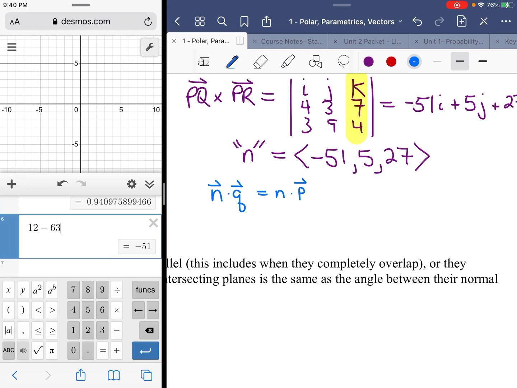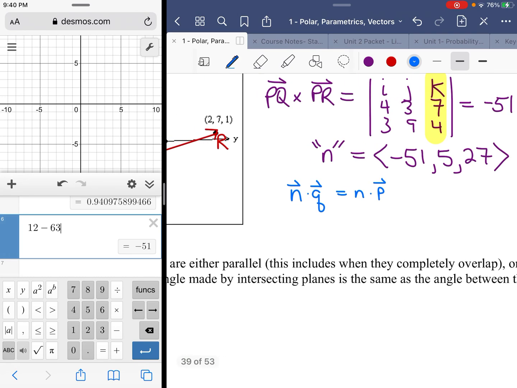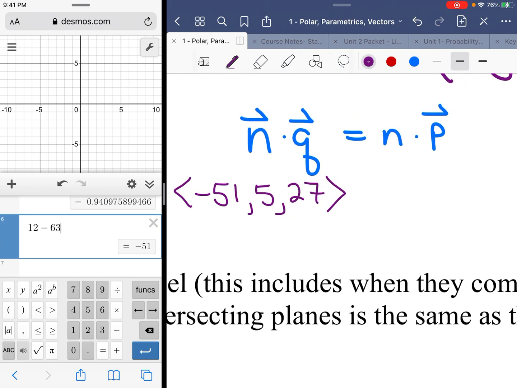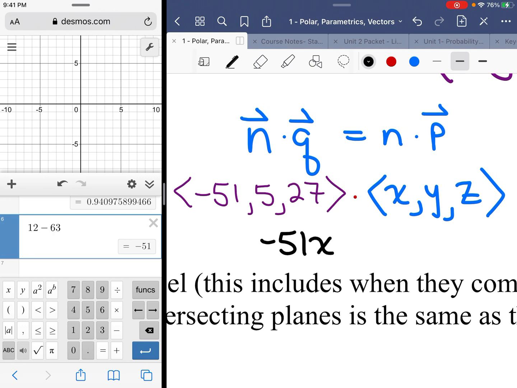All right. So on the left-hand side, that's easy enough, because if I'm dotting this n against xyz, it's really just going to slap an x, y, z correspondingly onto each of the components. The x onto the negative 51, the y onto the 5, and the z onto the 27. So I'll just rewrite that: negative 51x plus 5y plus 27z.